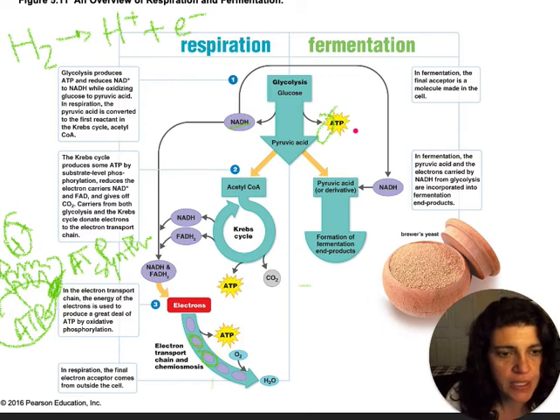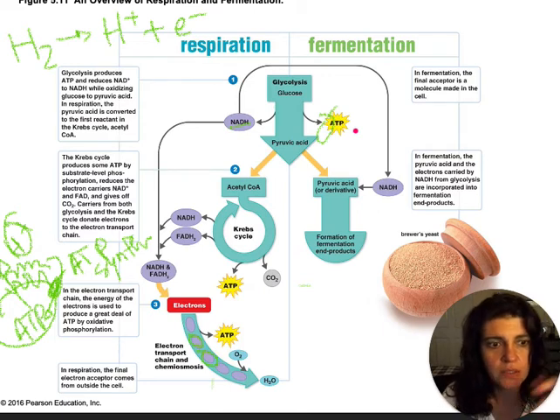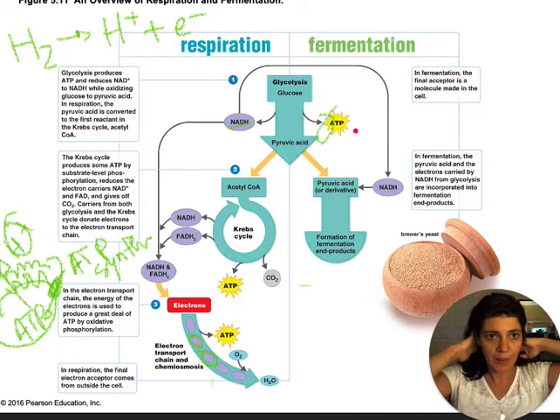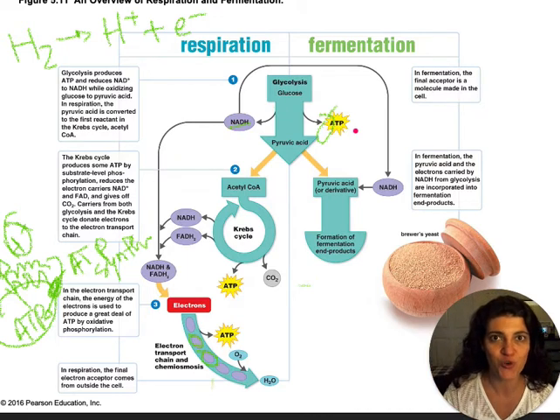Fermentation. What is fermentation compared to respiration? Well, you're going to say, well, we don't do that. We do. Our skeletal muscles ferment. You know when you go to the gym and you work really, really hard and then the next day you feel sore and you're like, oh, I heard something about lactic acid accumulating in my muscles.